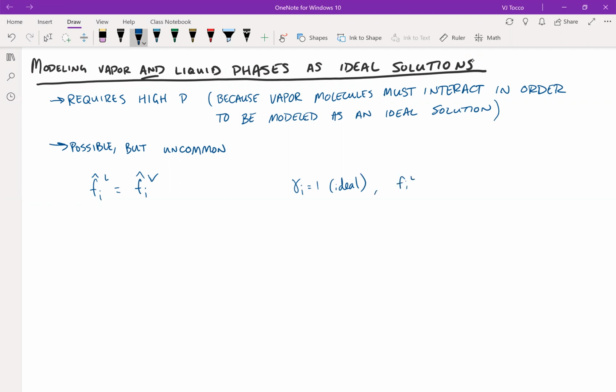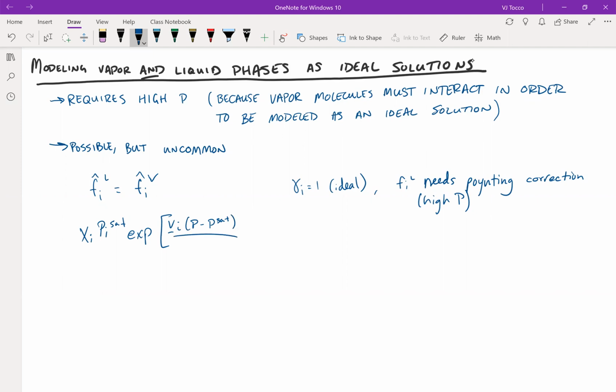And f_i^L needs the Poynting correction because we are at an elevated pressure, so I'll just put that in parentheses, high P. So the liquid side looks kind of like before: x_i P_i^sat, exponent of molar volume of component i, (P minus P^sat) divided by RT. This side of the equation looks similar. The only difference is that there is no gamma because, as I said, gamma is equal to 1.